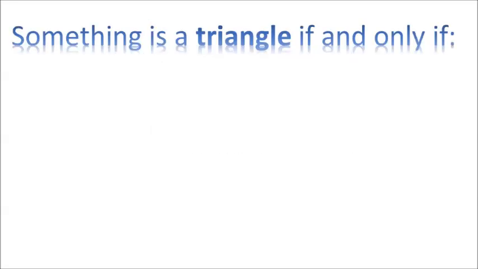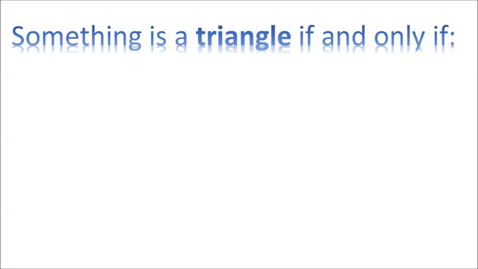Let's talk about what makes something a triangle. So what's the definition of a triangle? In order to define triangle, we could list all of the conditions that are necessary to be a triangle, and then those together would be sufficient. If something met each and every one of those necessary conditions, that would be enough for that thing to also be a triangle.